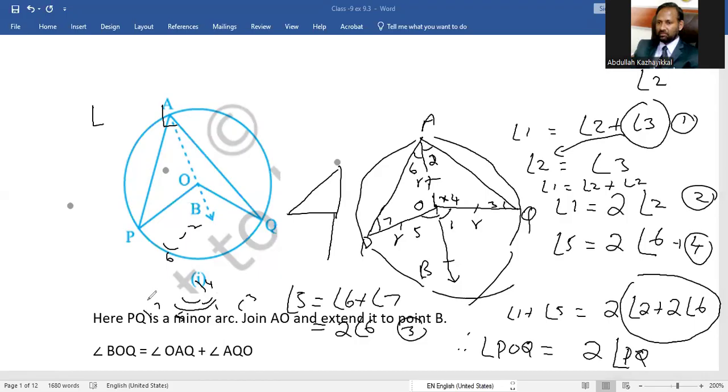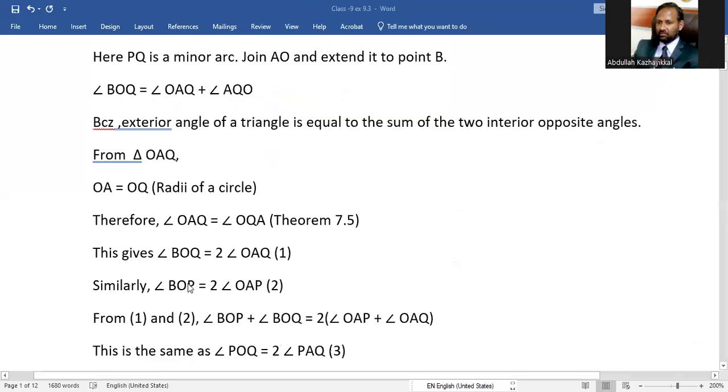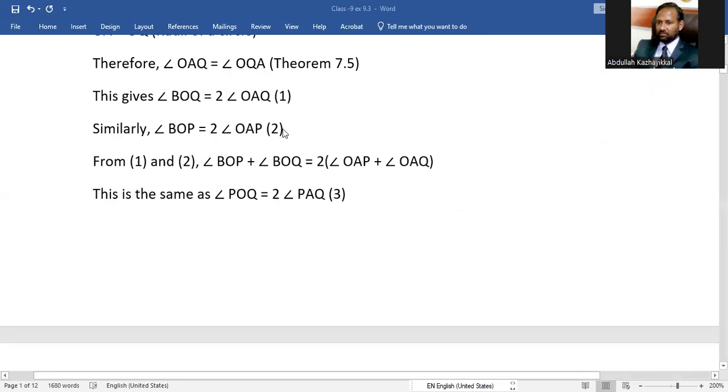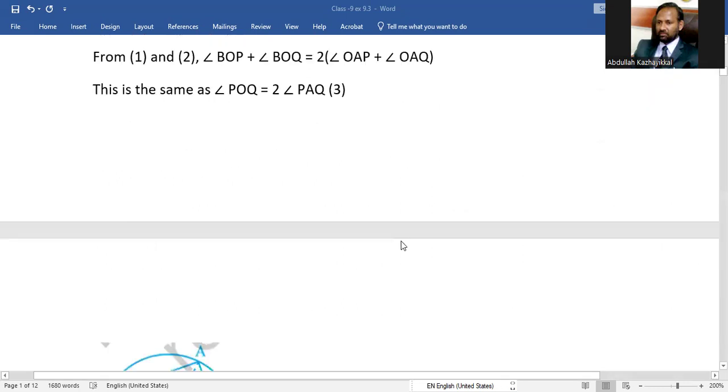Now look here. Same thing, exterior angle property. The exterior angle of a triangle is equal to the sum of the interior opposite angles. I gave the numbers instead of angle 1, 2, 3; you can give the number. From 1 and 2, 2 times angle 5 and 6, that means we got the angle 2PX. This is the same as 2PX.